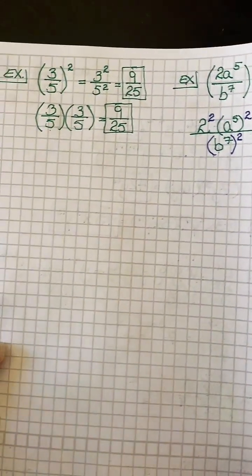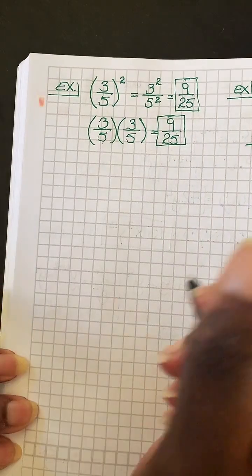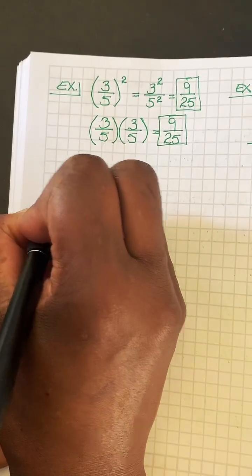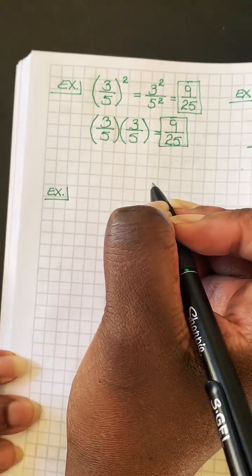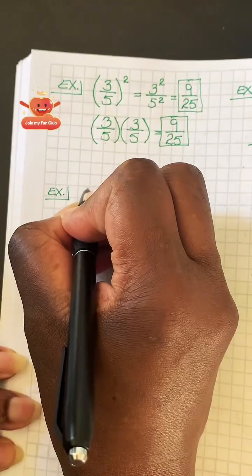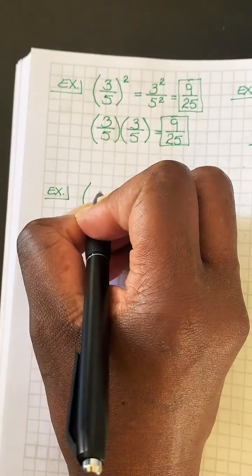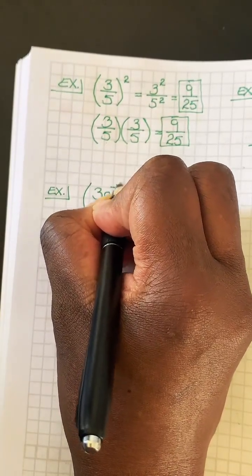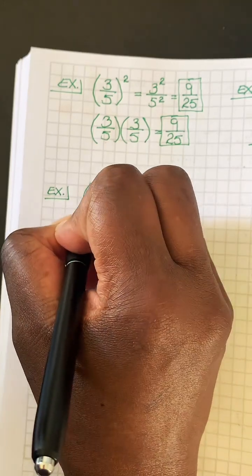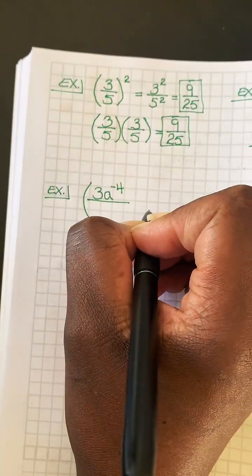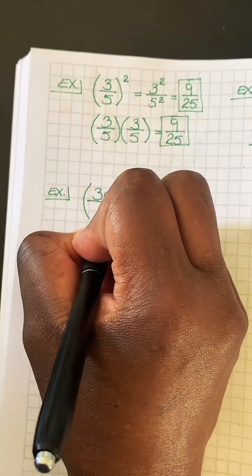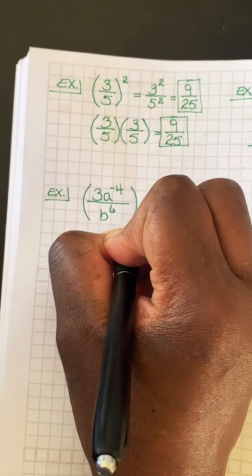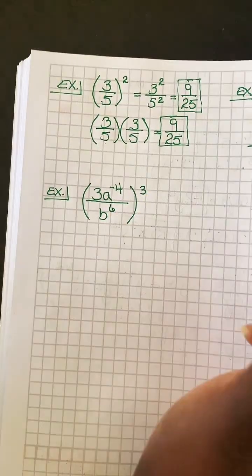Okay, let's take it up a notch. All right, so here we go. We have 3a to the negative 4th, b to the 6th, and all of this is being raised to the 3rd power.